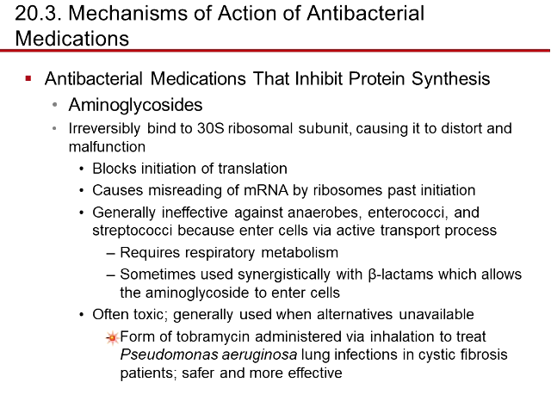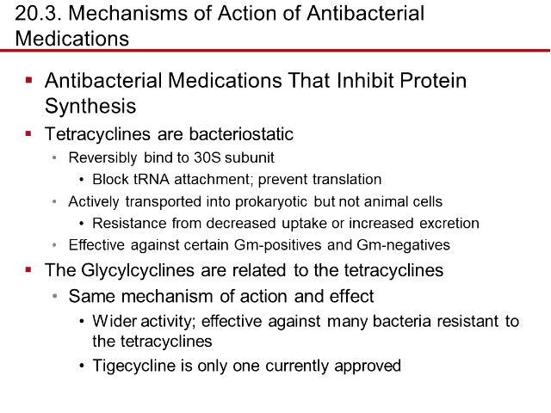The form of tobramycin administered via inhalation to treat Pseudomonas aeruginosa lung infections in cystic fibrosis patients is safer and more effective, but it can cause otic toxicity, it affects the ears. It's a pretty toxic substance compared to other antibiotics.